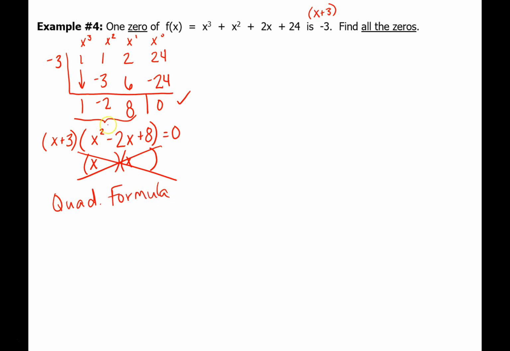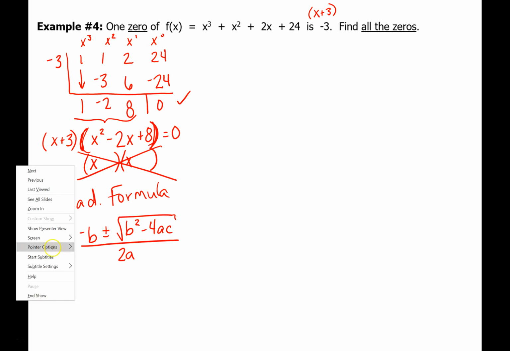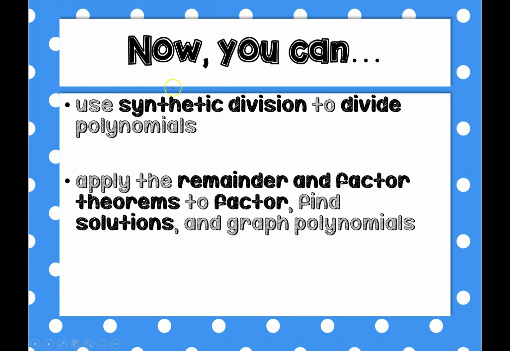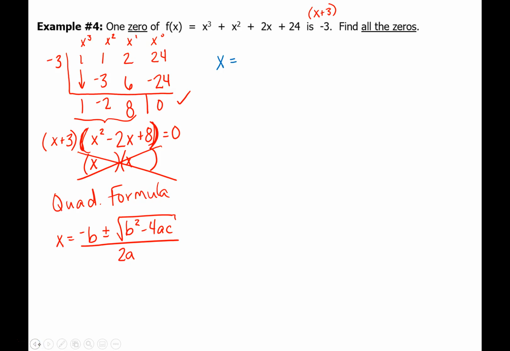So I think we're going to try plugging this second factor into the quadratic formula. All right, so remember, quadratic formula is negative b plus or minus the square root of b squared minus 4ac, and all of that is over 2a. So I'm going to change my color so this doesn't get too messy, and we will set all of that up. All right, so we have x is equal to negative b, and b is negative 2, so that's negative 2 plus or minus the square root of b, which is negative 2, quantity squared, minus 4 times 1 times 8. And that is all over 2 times a, which is 1.